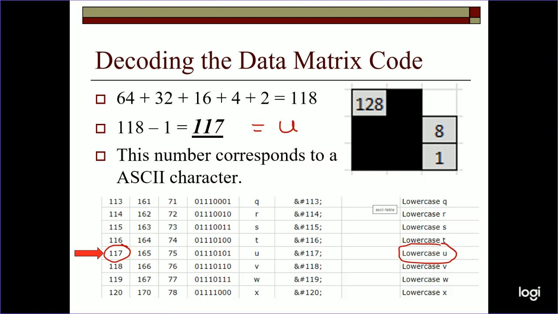Now what you'll be able to do is take any data matrix code and decode it. Not that you would ever do this in real life, right? I hope you're not looking at parts coming down the line and trying to decipher the code. But what we're really after is, what are the advantages of the data matrix code over perhaps the code 39?